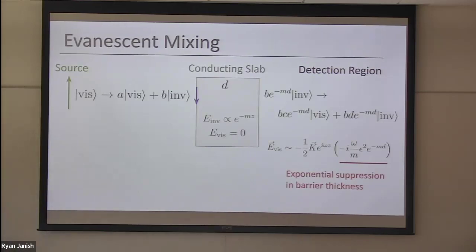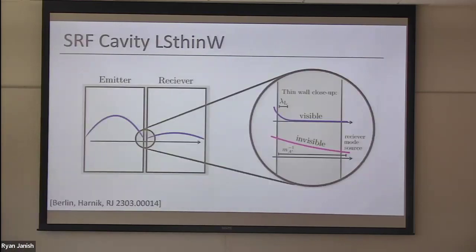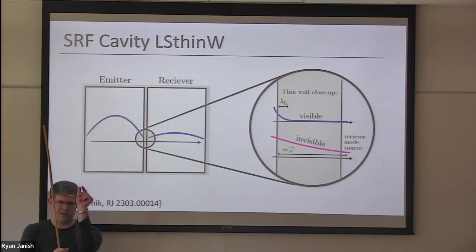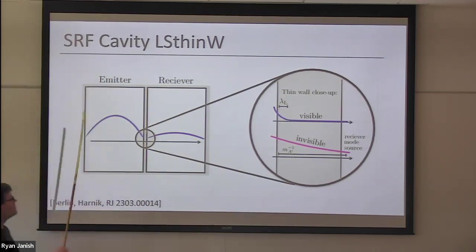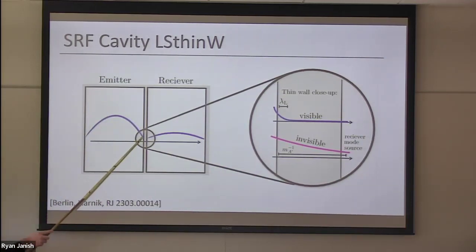This is the basic physics. So now let's think about how we would turn this into an experiment. So this is the experiment that we proposed. We're going to do a radio frequency cavity type experiment, but we're now going to place the cavities as close together as possible with that thin superconducting barrier in between. We'll drive this with as much power as we can manage, and we'll look for a signal to appear over here due to evanescent modes crossing the barrier.